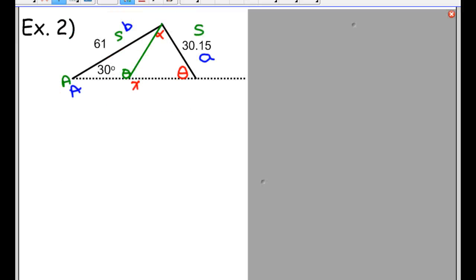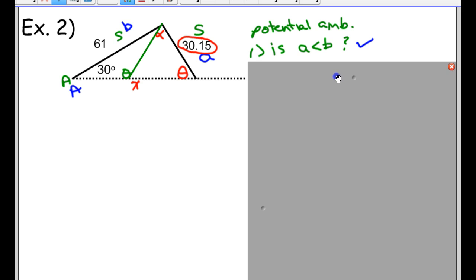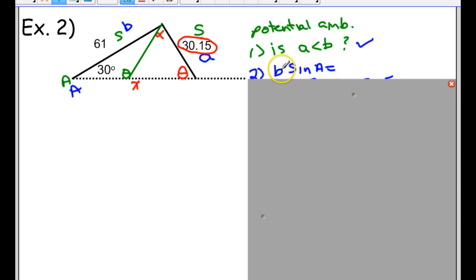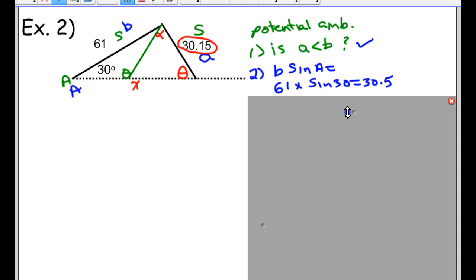Now just one last quick thing. Exact same question here, except I've changed the one side here to 30.15 just to show what you're going to see in that case. So the first question, is there a potential ambiguous case? I have side-side-angle, so there could be. If this is smaller than this, 30.15 is considerably smaller than 61. So yes, we do have the potential ambiguous case, and we have to check. So the first question is, when we multiply this value, the other side, by sine of the angle, what do we get? Well, we get 30.5.